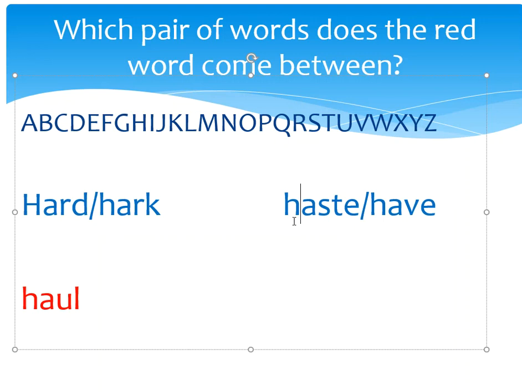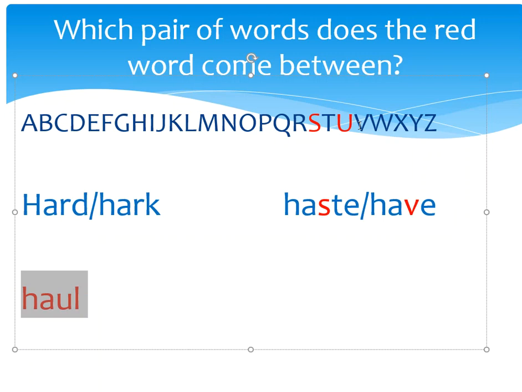Let's look at haste and have. So we've got H-A-S and H-A-U. Does H-A-S come before H-A-U? Because remember, the first word has to come before our word that we're trying to figure out. So yes, it does. So far we're correct. Now the second word, have, has to come after our word, haul.